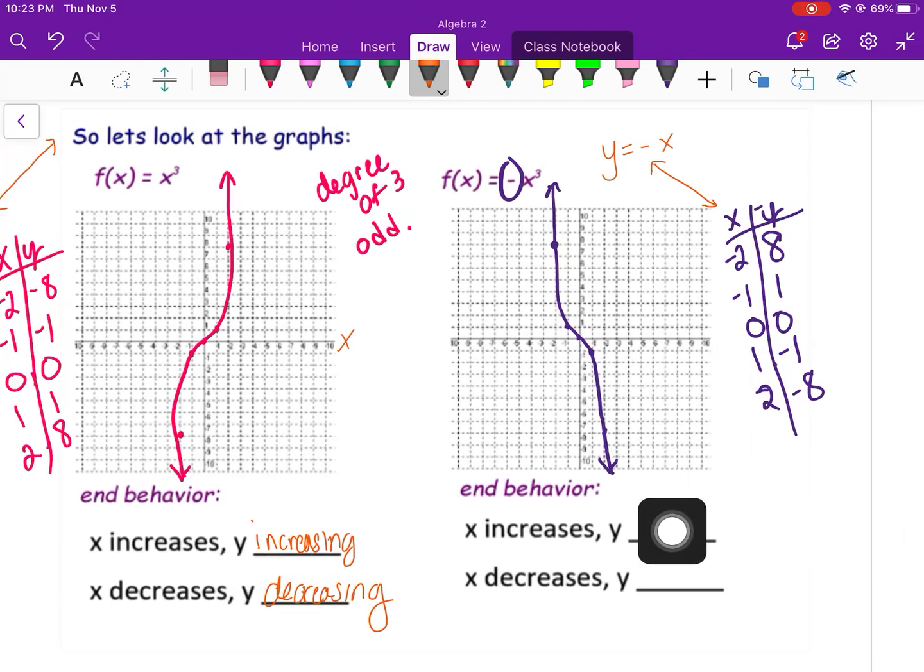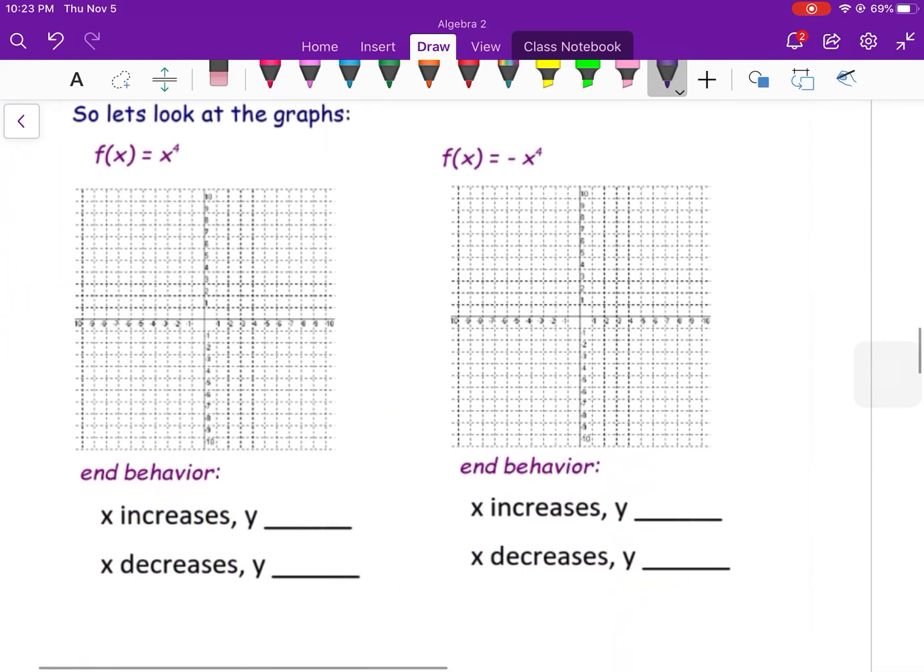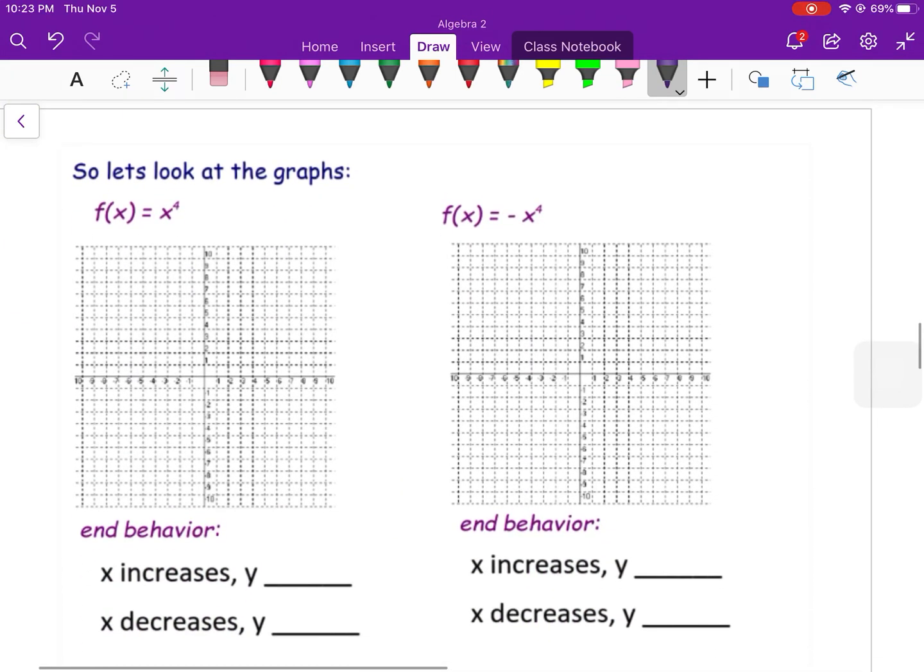As you go to the right, as x is increasing to the right, the y value is decreasing in value. As you go to the left, as the x value decreases, the smaller x value that you pick, the larger y value that you're going to get. So the y value is increasing. And so that is an odd function. It's going to have the same end behavior again.